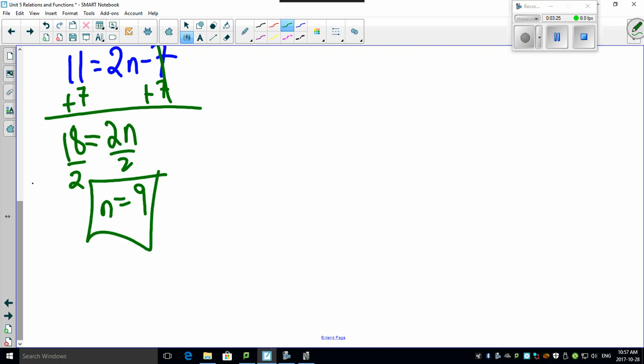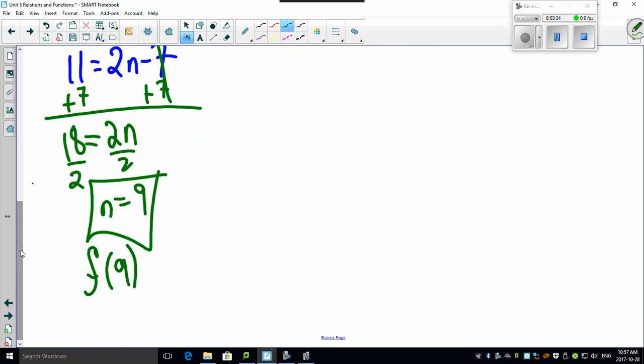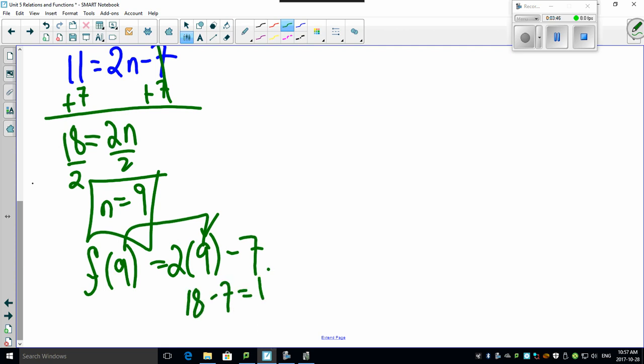And you can double check this. You can go f of 9, and let's see what we get. Go back to the original. The original was 2n minus 7. So this would be 2 times n minus 7. Remember, the n was replaced by 9. 2 times 9, that gives you your 18 minus 7. There gives you your 11, which was your initial value in the first place. So you know you've done it right.